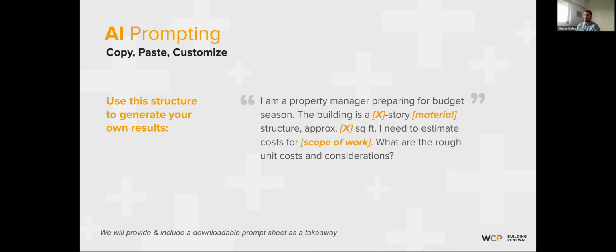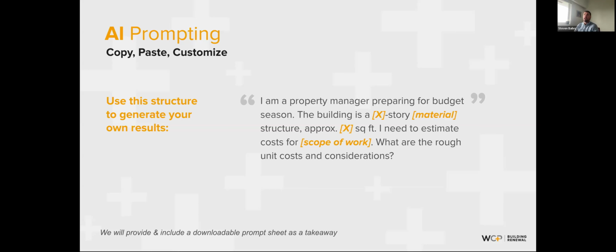And like I said, you fill in the blanks. So an example of that is, I'm a property manager preparing for budget season. This building is, fill in the blank with as much information as you have on the building, what the material is on the exterior of the building, whether it's concrete, metal, wood, whatever the case might be. And it's approximately however many square feet. I need to estimate costs for, and then here's where you really want to get granular and identify what the scope of work is going to be and ultimately what you're going to need. What are the rough unit costs and considerations? And this should be a good jumping off point, right?